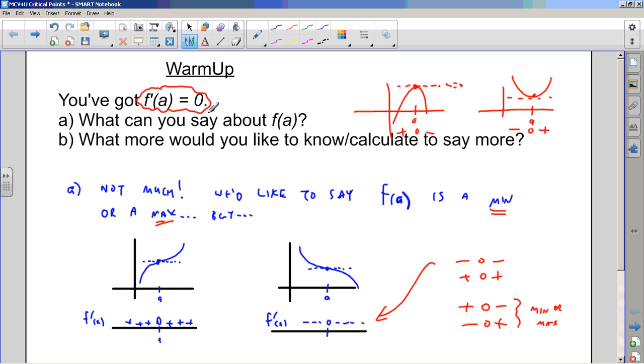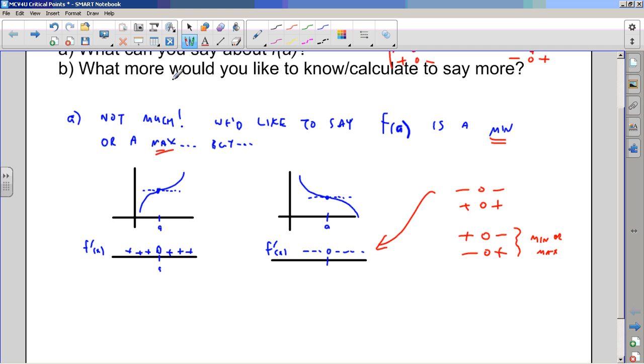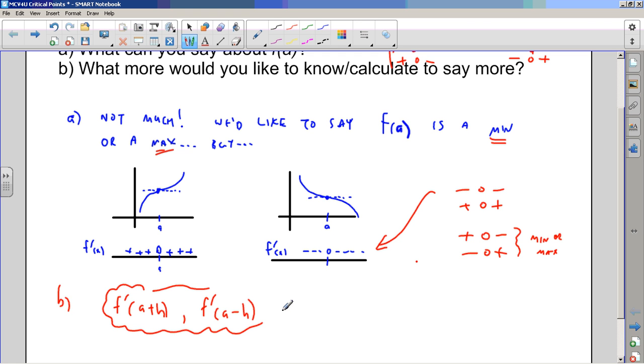So the first derivative being equal to 0 is not enough, right? We'd like to see if it changed sign. So what more would we like to know or calculate? We'd like to know what the derivative was a little bit to the right and a little bit to the left. If we had these two calculations, then we would be able to fill in our sign chart and determine whether it was a maximum or a minimum. That's the key here, okay? And that's the key to finding critical points.